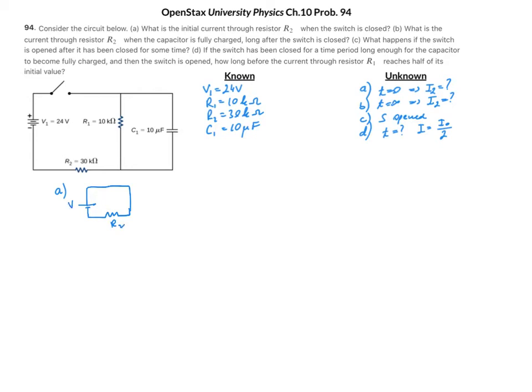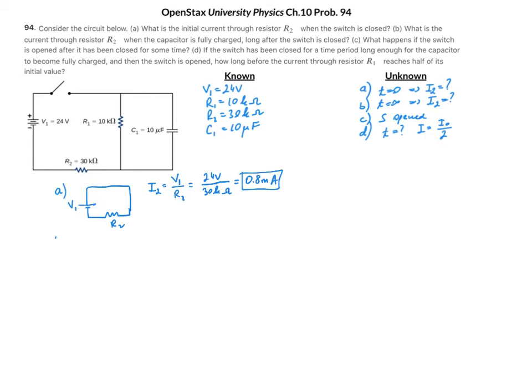This is all there will be in the circuit for part A. So we want a current through resistor 2, and that's just V1 over R2. V1 is 24 volts, R2 is 30 kilo ohms, and we get 0.8 milliamps going through the resistor.